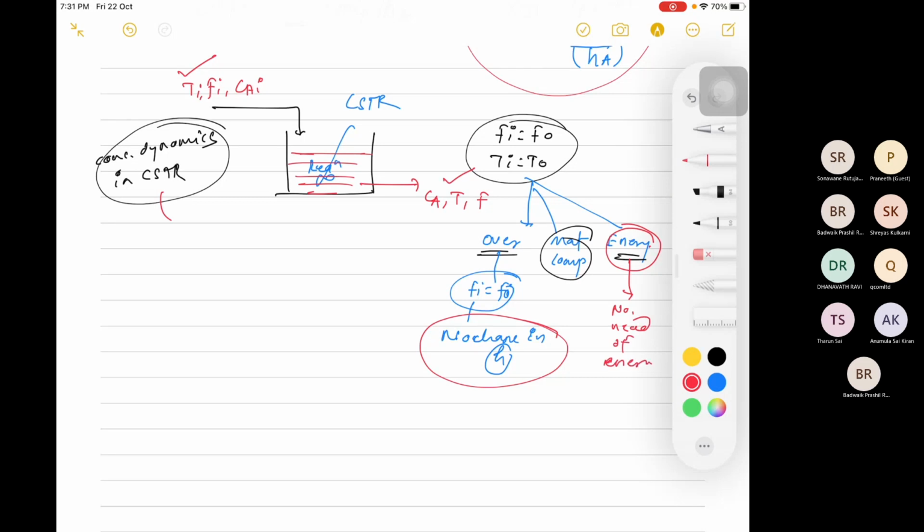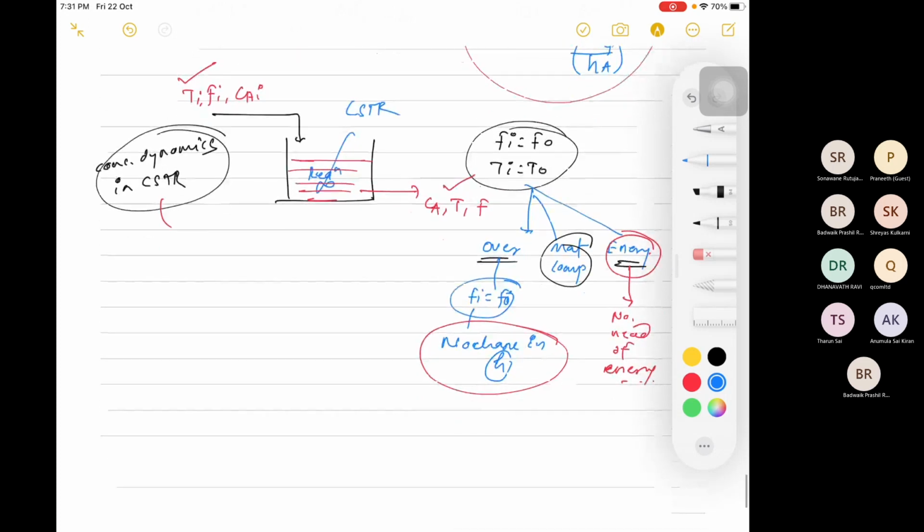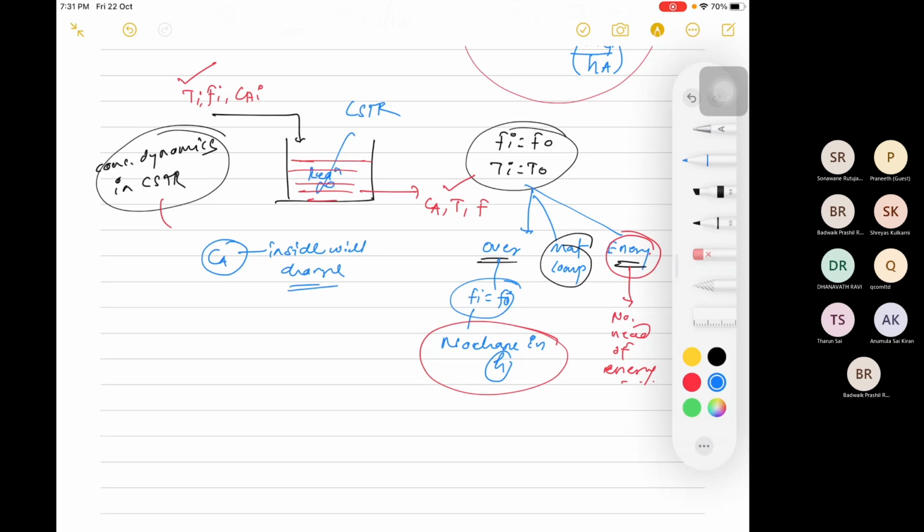In some cases there may be a need, because if it is exothermic you need to use coolant and so on. But right now I am not talking about coolant and all. So what is varying? As the reaction proceeds, the concentration of A inside the reactor will change. So there will be a change in concentration. That's why I am applying the component balance.